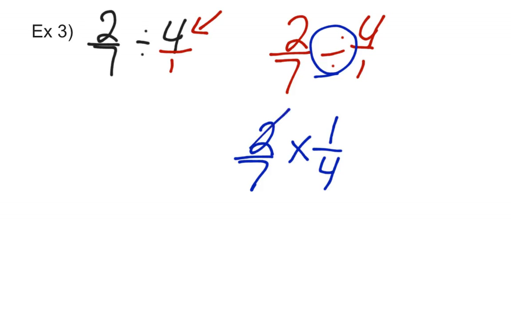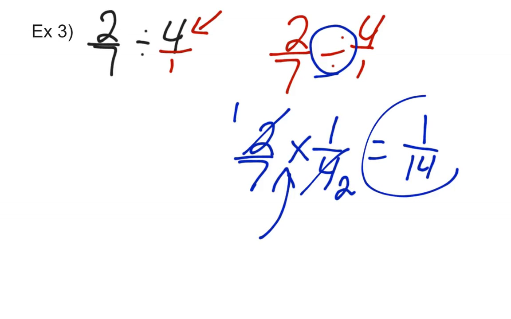Try to reduce the 2 and the 4. I can do this now because I made it multiplication. That's when I know I can reduce. 2 and 4 become 1 and 2, and I multiply across. 1 times 1 is 1, 7 times 2 is 14. And there we go, 1/14.